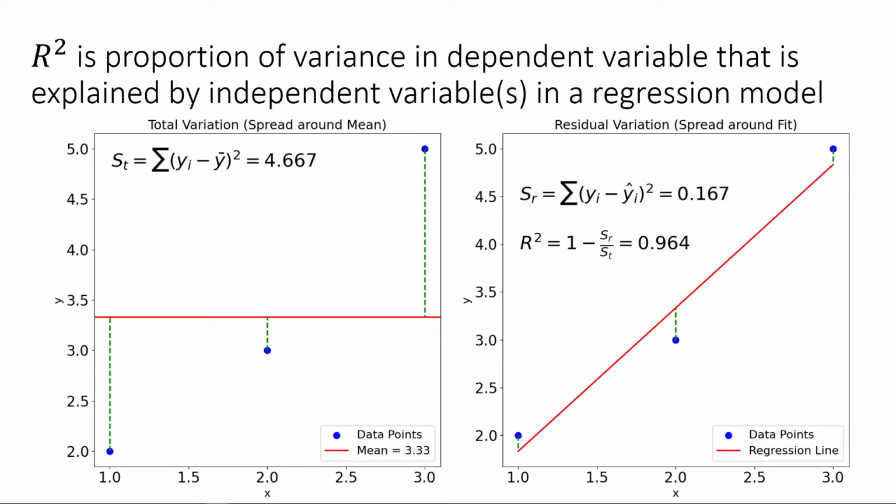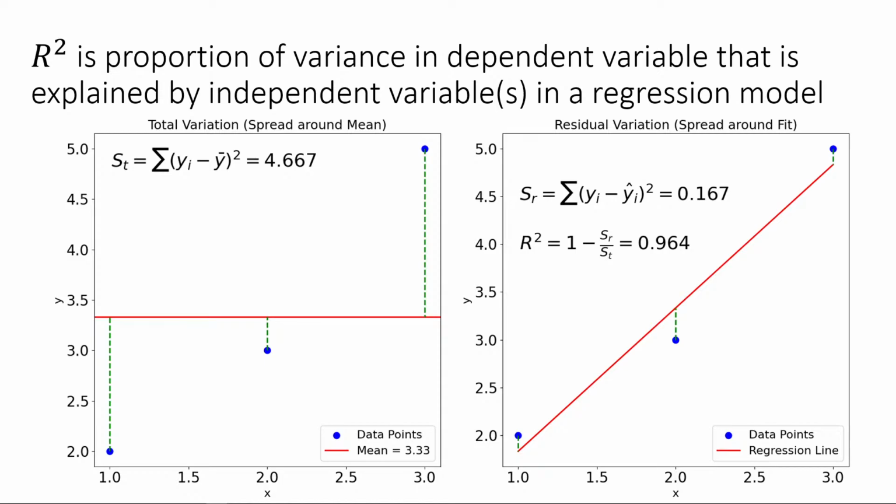If SR, and that's the important part, is equal to your ST, then SR over ST would be equal to 1, and R squared would be equal to 0. What does this mean? This means that this model explains none of the variation, and the model cannot describe the variance of your dependent variable.